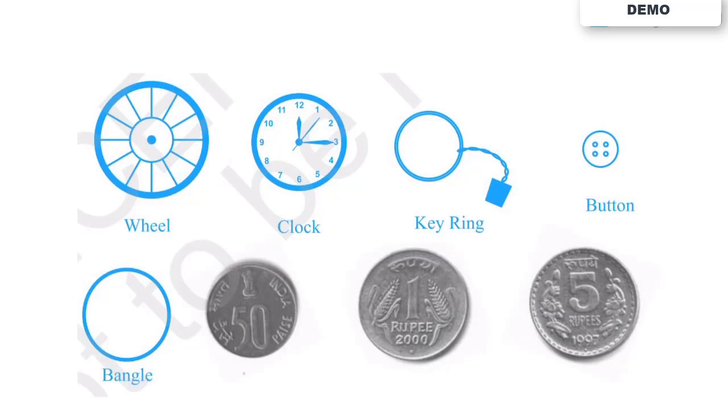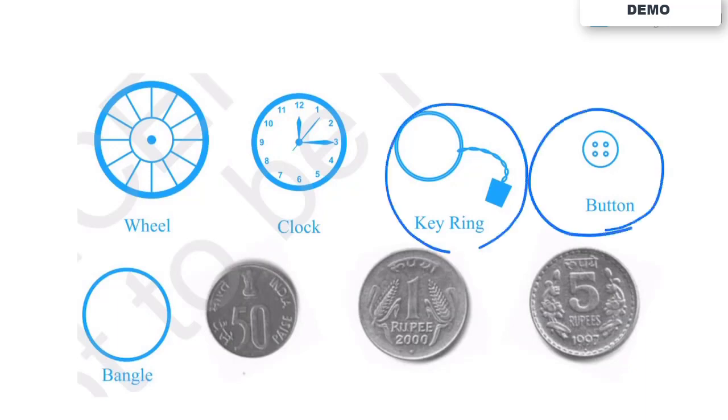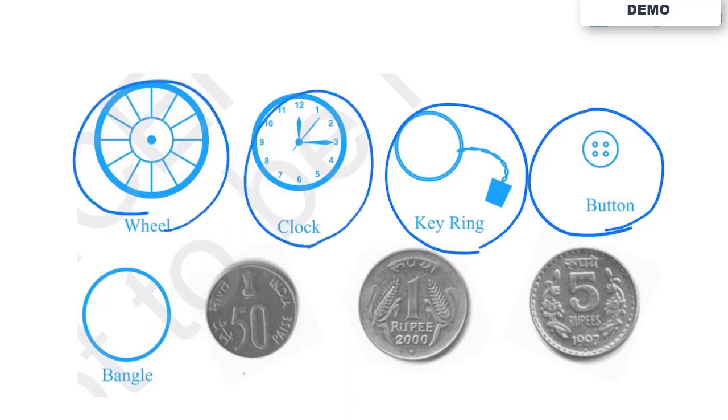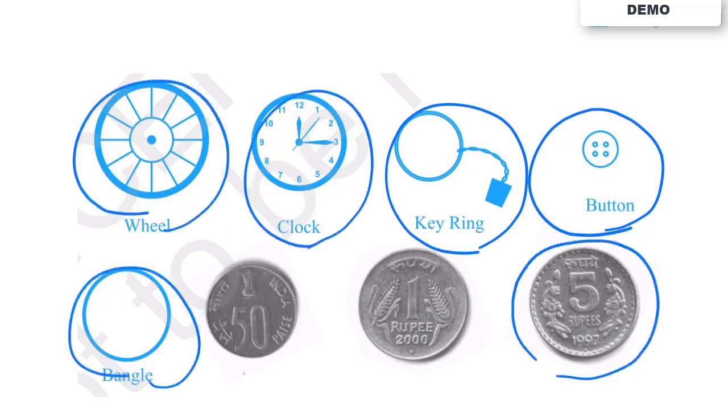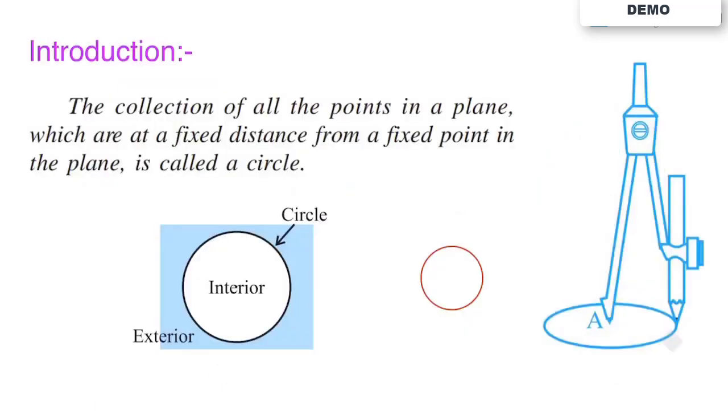Where is the circle? It is in the button of your shirt, key chain, clock, wheel, your coin, bangle. It is everywhere almost, and it has wide application. To know how you apply circles in your day-to-day life, you have to know the basic principles of a circle. So let's begin. Before we move further, let's have a definition point of view, that how you define a circle.